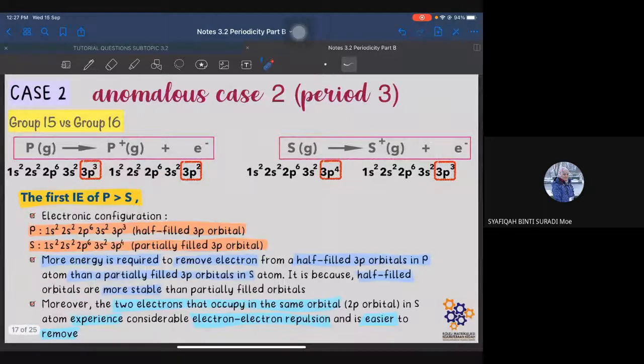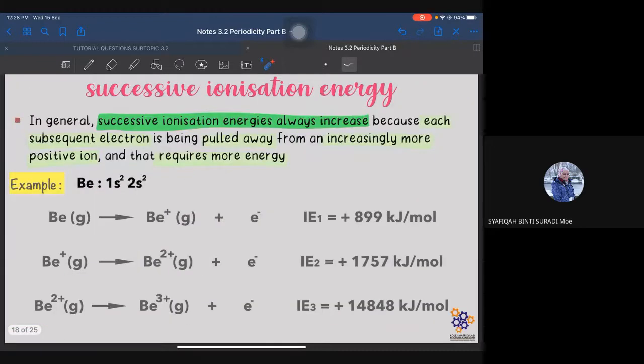So itu untuk anomalous case. Okay, so untuk anomalous case dah habis lah. So awak kena tahu ada 4 lah. Yang pertama between beryllium dengan boron. Yang kedua between nitrogen dan oksigen untuk period 2. Untuk period 3 between magnesium and aluminium dan juga between phosphorus and sulfur. Okay. So now kita nak tengok last part of IA ni lah, iaitu successive ionization energy.